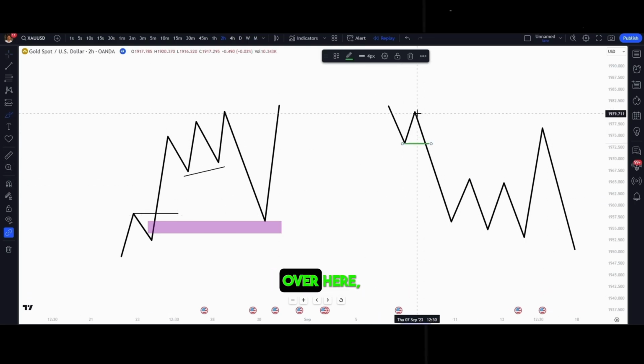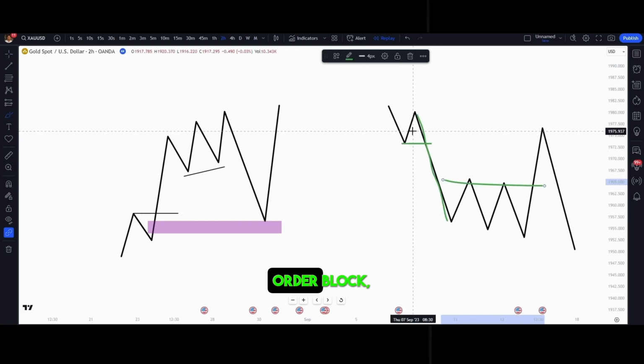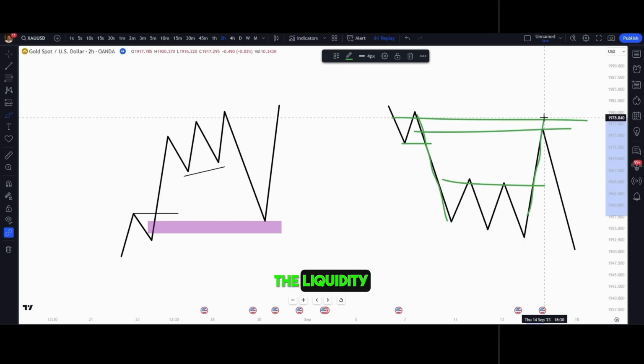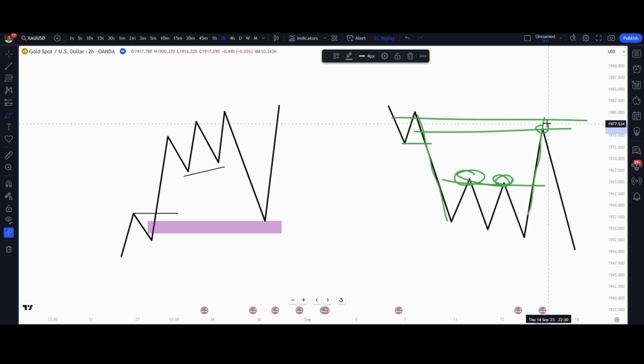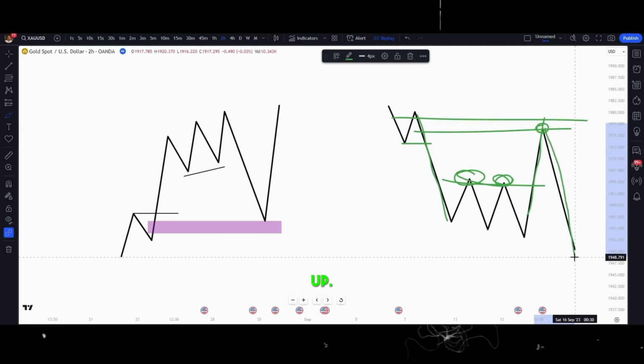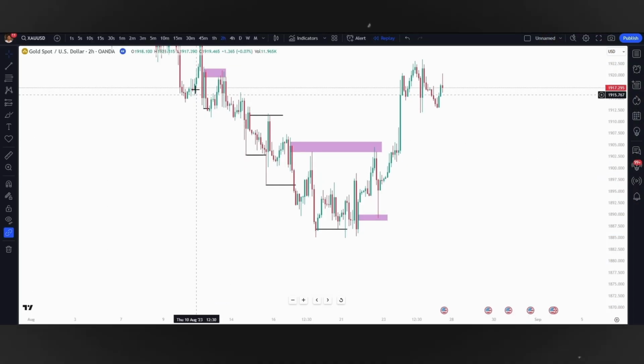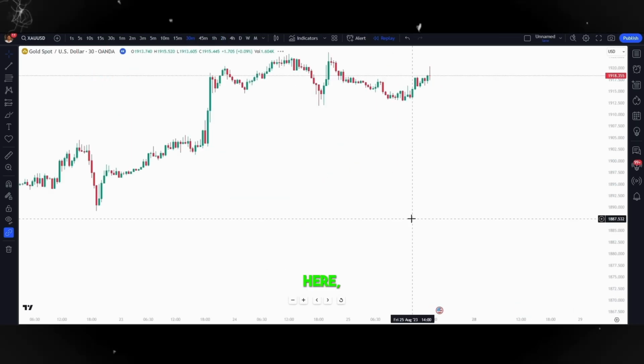Price broke the structure over here, liquidity, order block. Price sweeps the liquidity over here. This one, we can also call it inducement. It hits the order block and then starts to go up. So here we can see, if we go to the 30-minute over here, it's very simple.